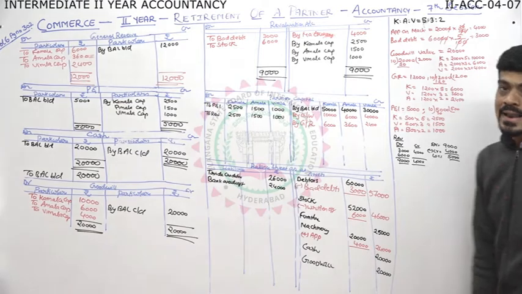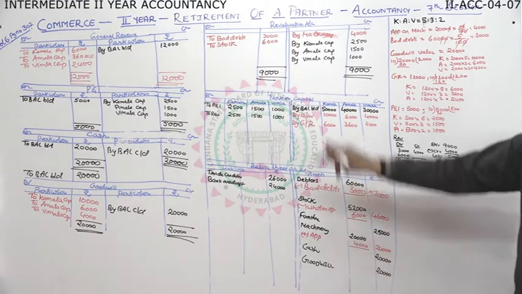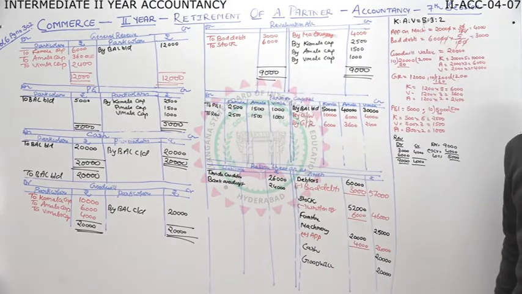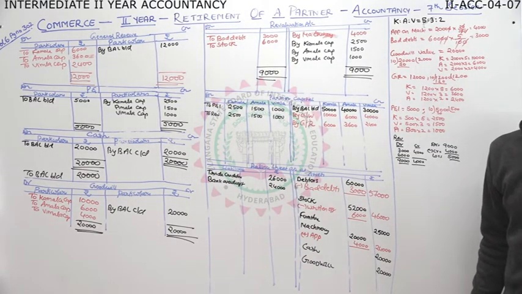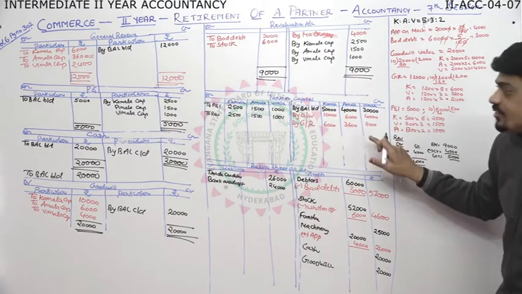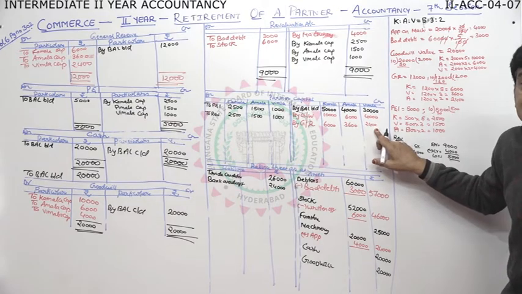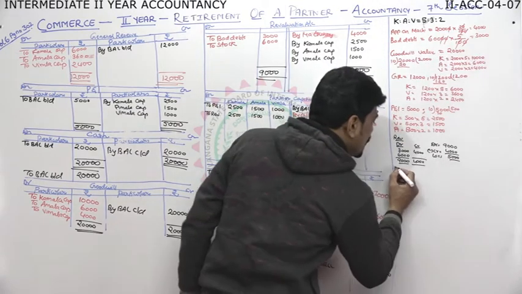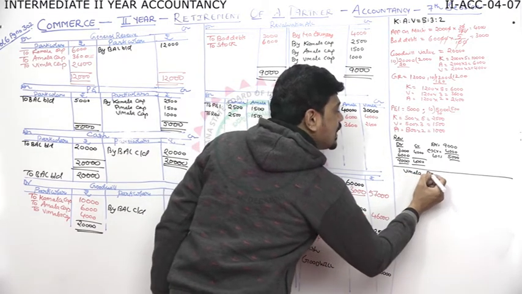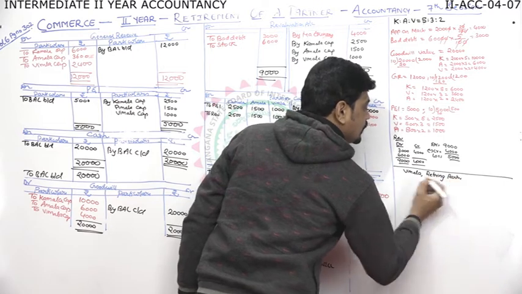Now we are going to balance the partner's account. When we want to balance the partner's account in the scheme of retirement, always try to balance the account of the partner who is retiring. Okay? Whoever is retiring. Now, in this question, Vimala retired. So, first we'll try to balance the account of Vimala. Okay? Now, see how I'm doing the partner's account here. So, I'll write here Vimala.